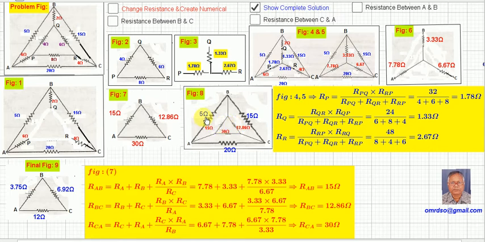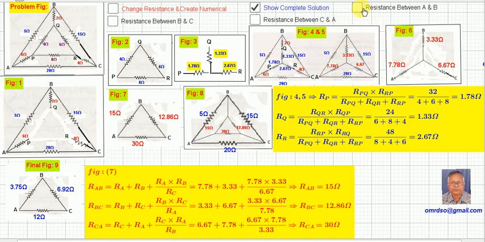Now you see very clearly 5 ohm and 15 ohm are in parallel. 15 ohm and 12.86 are in parallel, and 20 ohm and 30 ohm are again in parallel. After taking the solution of it, I got this figure now. Again ABC: the resistance between AB will become 3.75, the resistance between BC is equal to 6.92, the resistance between CA is equal to 12 ohm. Now you can get whatever result you want. I have already calculated here. So you see how the final result is obtained.